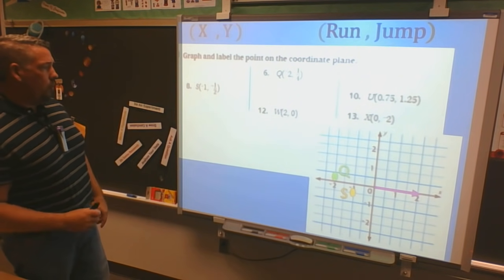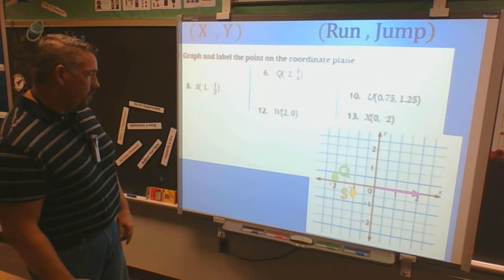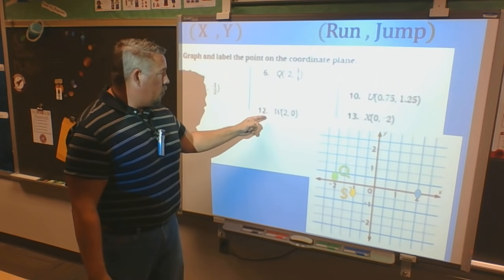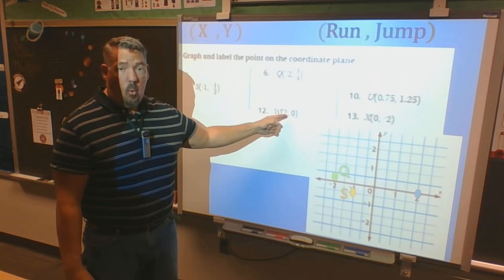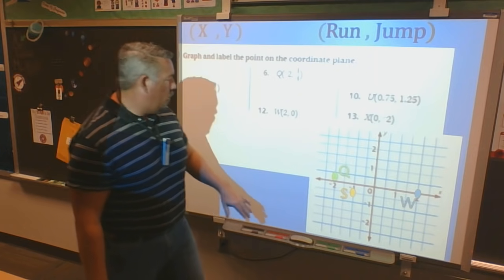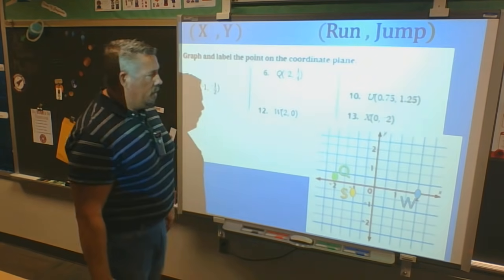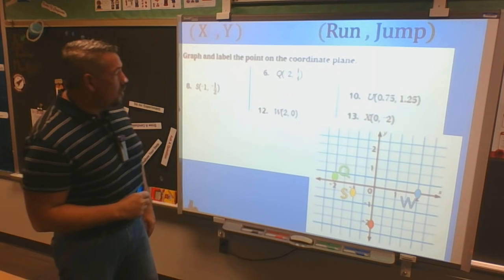I must have skipped one because I went all the way over to the 2. I must have gone to 12. I apologize for that. So doing the 12, once I go to the 2, I don't jump up or down, right? Because it's a 0. So I'm going to put it right on the line, and then I label it with a W. I think I skipped number 10 altogether, and I apologize for that.